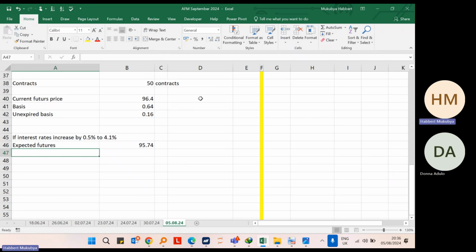Because remember right now it is 1st September, and the future is expiring in December. So by the time we get the loan, there will be 1 month left on that future. So that's why we do 1 out of 4 times the basis. Okay. So the expected future will be 95.74.